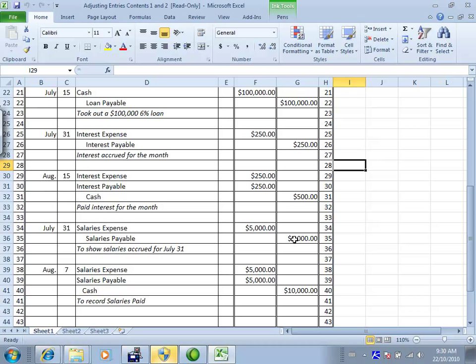So another week goes by, and so on August 7th they're actually going to pay the employees this $10,000. So we have another $5,000 of salaries expense. So this $5,000 and this $5,000 add to 10. So that's why cash is credited $10,000. This $5,000 salary payable debit removes this one because we're actually going to pay the employees on August 7th. So we have no more payable to them once we actually pay them.